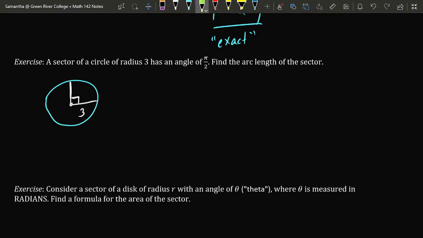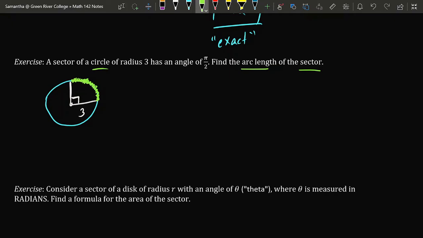So they want to figure out the arc length of the sector of this circle, not area, but length this time. They want to know how long is this portion of the outer rim determined by this angle of pi over 2.